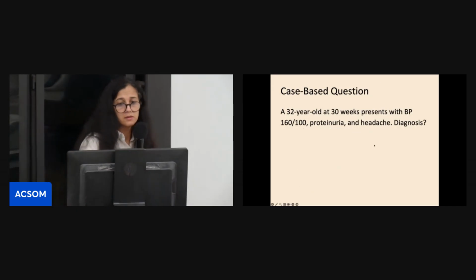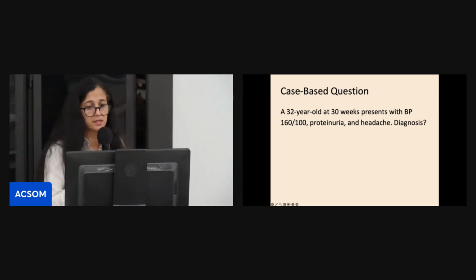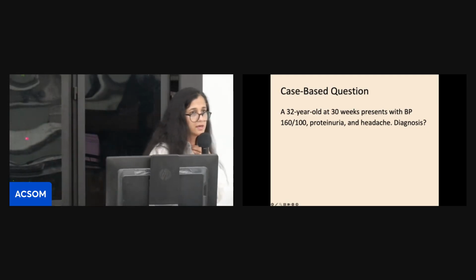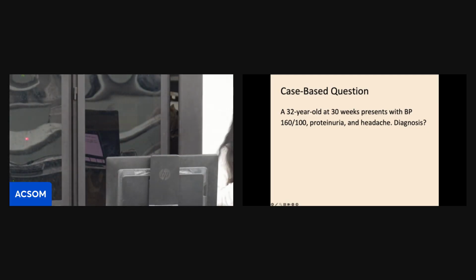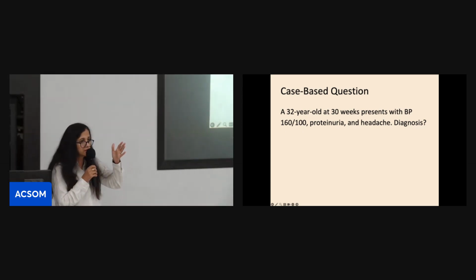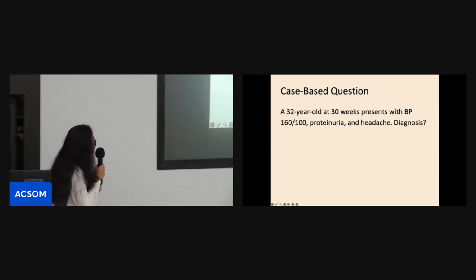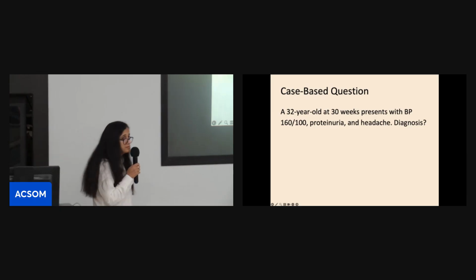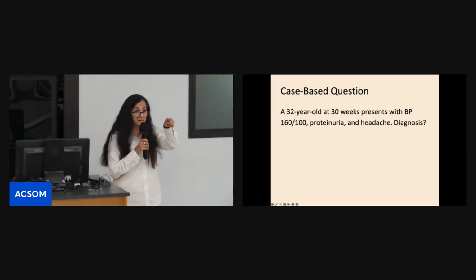Okay, so let's do a little bit of a case study. A 32-year-old at 30 weeks presents with blood pressure 160 over 100, proteinuria, and headache. What is the diagnosis? Yeah, preeclampsia. And what are you going to do now? What's your plan? You're the doc, you're on triage on your OB rotation, or just working in the OB triage, and this happens. Now what? You can use your mic, remember?